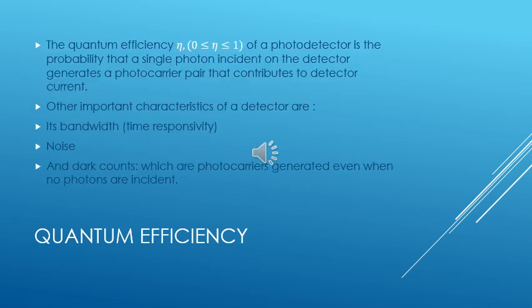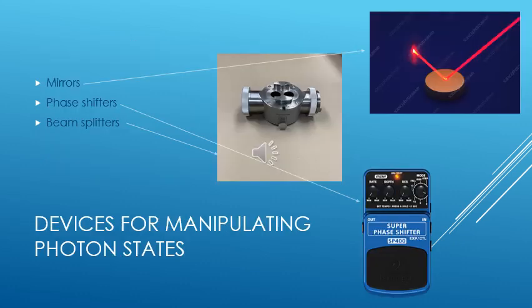Efficiency η, which lies between 0 and 1, of a photodetector is the probability that a single photon incident on the detector generates a photocarrier pair that contributes to detector current. Another important characteristic of a detector is its bandwidth, that is the time responsivity, the noise, and dark counts, which are photocarriers generated even when no photons are present.